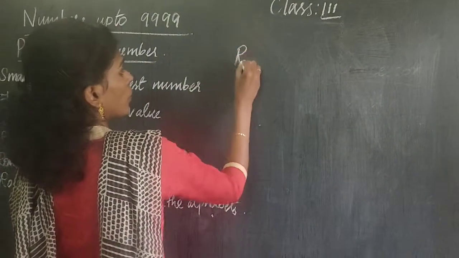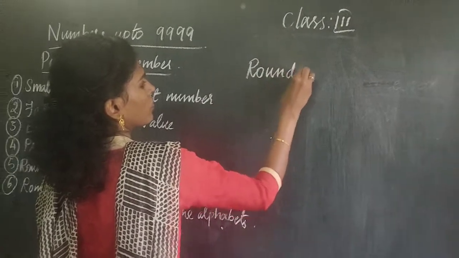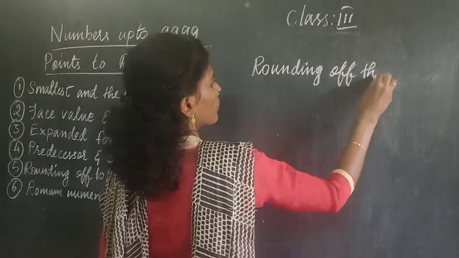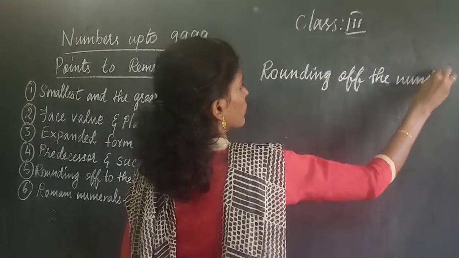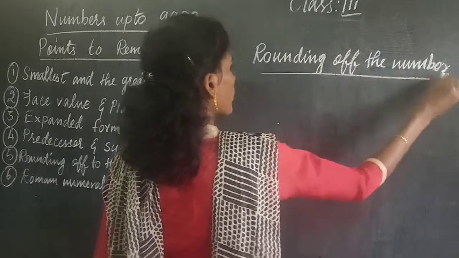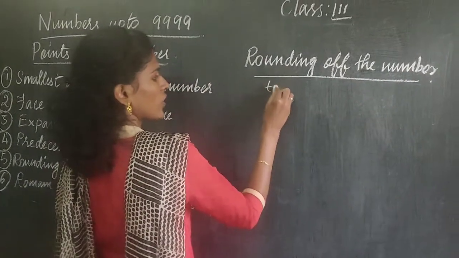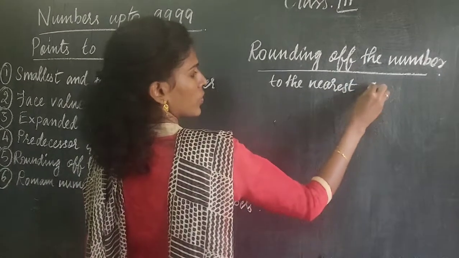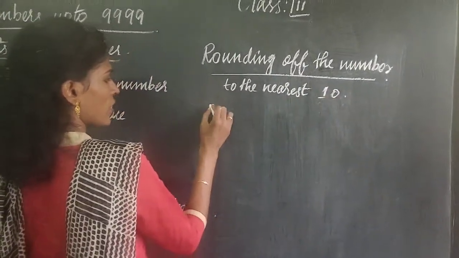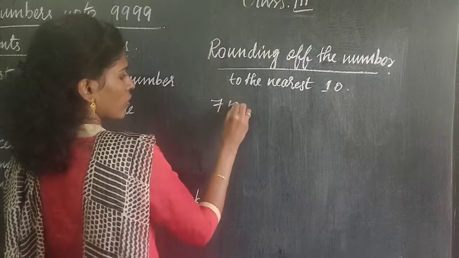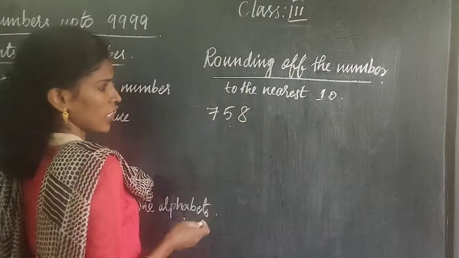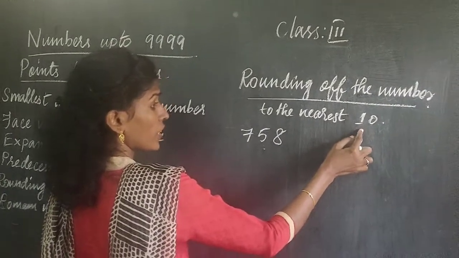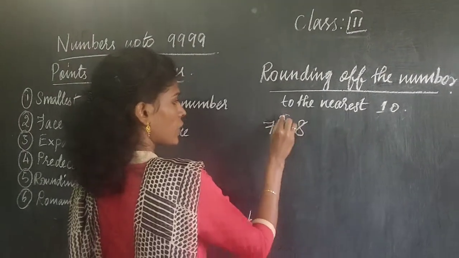Again, rounding of the number. Rounding of the number to the nearest 10. Now, suppose the number is like this, to round off to the nearest 10, you have to mark the number in the tens place. So the number in the tens place is 5.